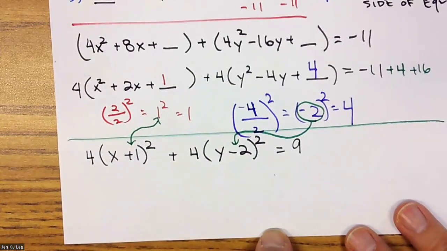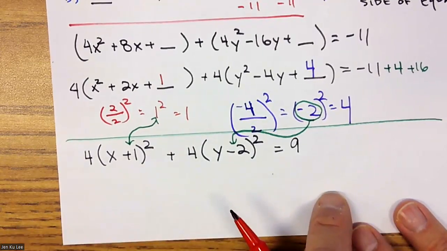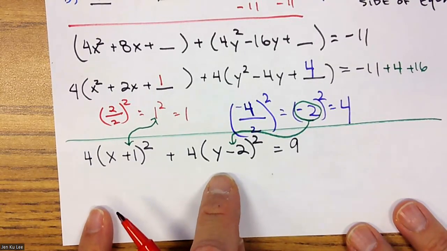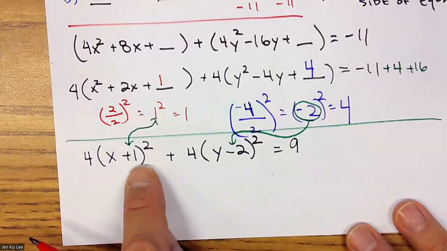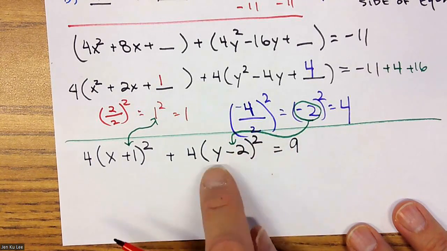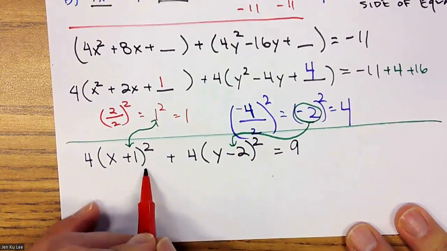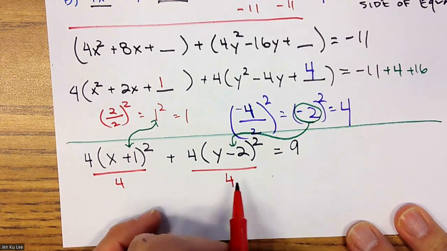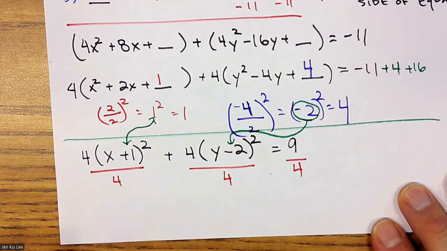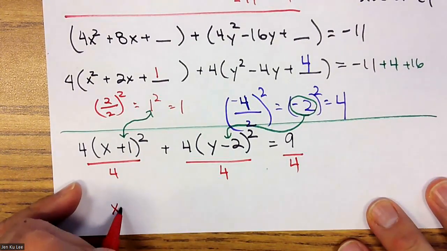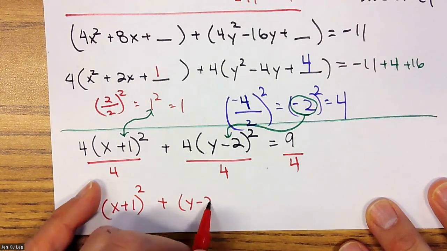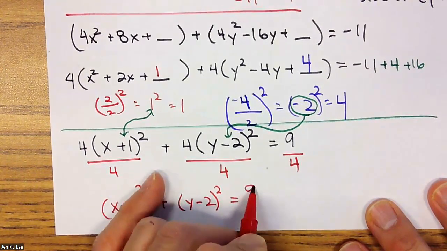But wait, there's something wrong here. What's wrong? The 4, right? In my equation of the circle, I just have (x plus h) quantity squared plus (y minus k) quantity squared, right? I don't have this 4. So now I'm going to divide by 4. Divide by 4. Divide by 4. Okay? That makes sense? So this is (x plus 1) quantity squared plus (y minus 2) quantity squared equals 9/4.